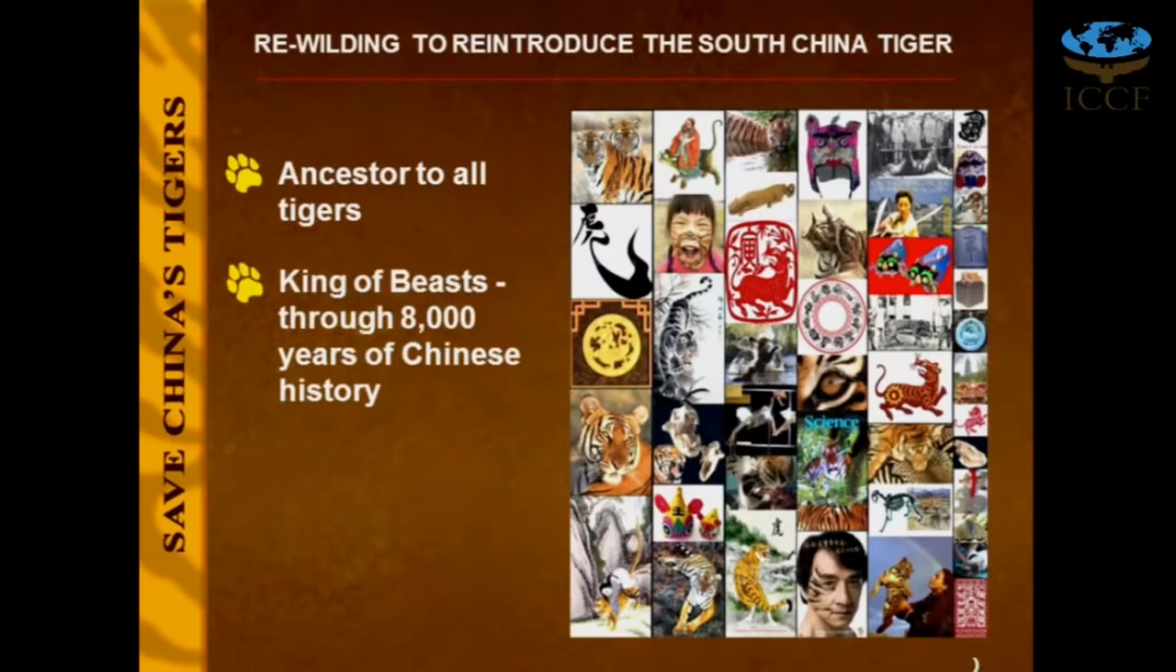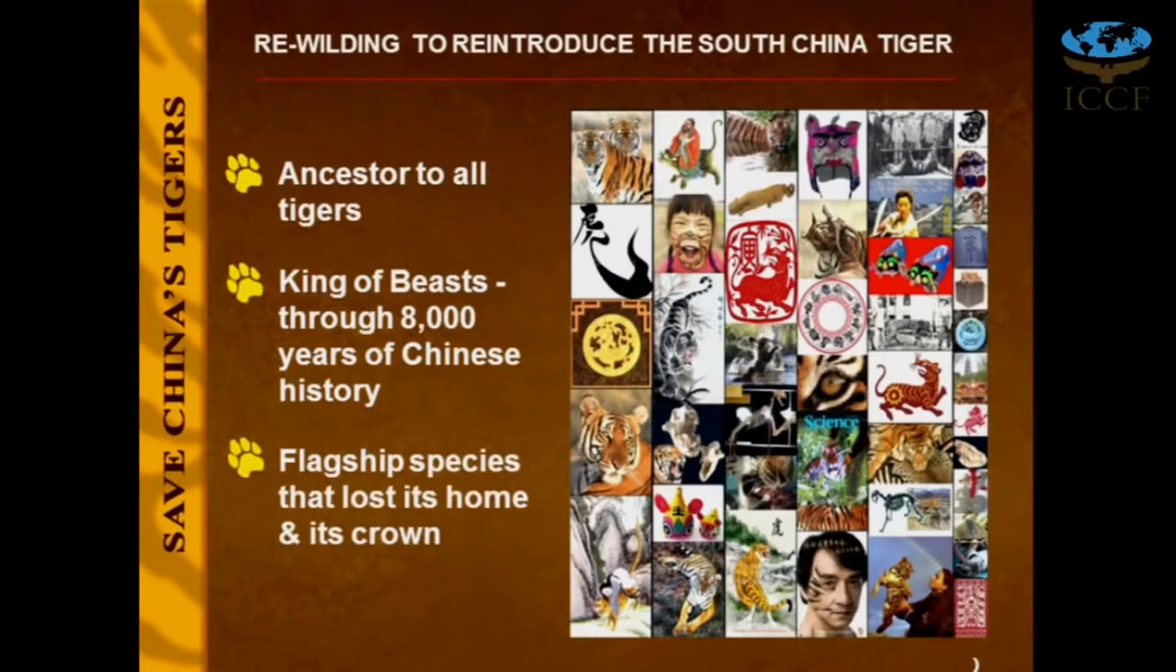And it also has been part of Chinese culture for thousands of years, and the earliest record was about 8,000 years ago. And obviously, if you're involved in conservation or biology, you know that the tiger is a flagship species. If the tiger's gone from its habitat, it means that the habitat may get lost for other species as well. And this is really what happened in China.